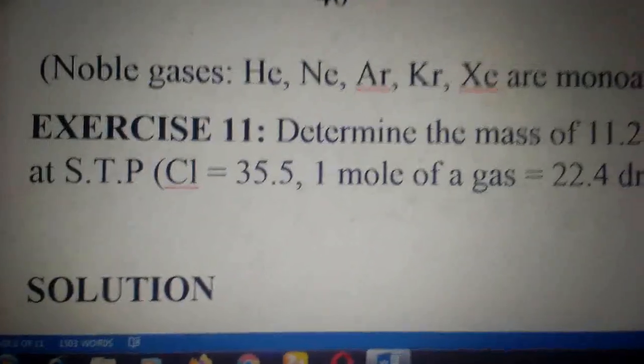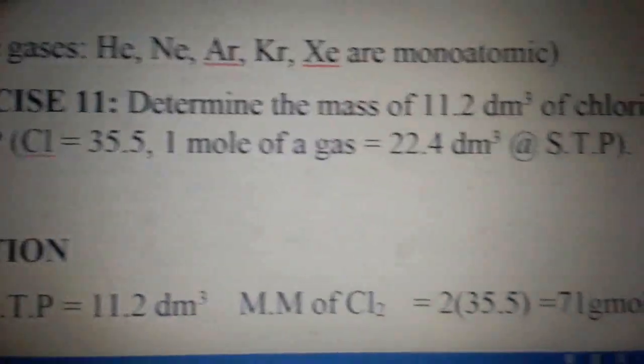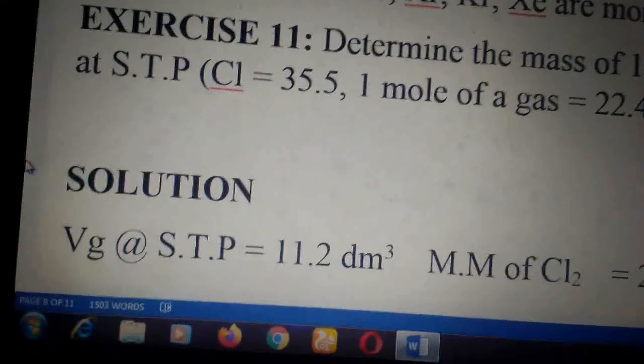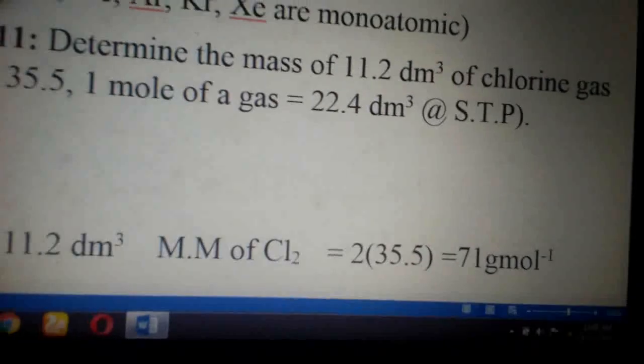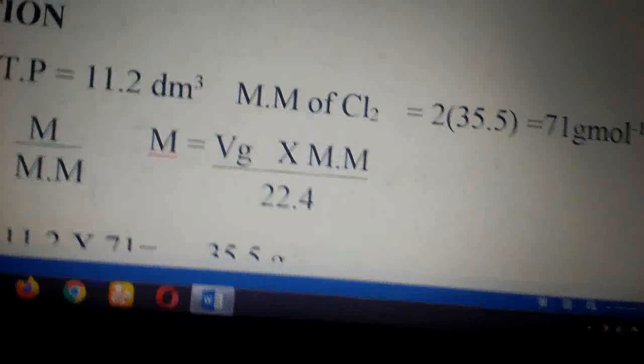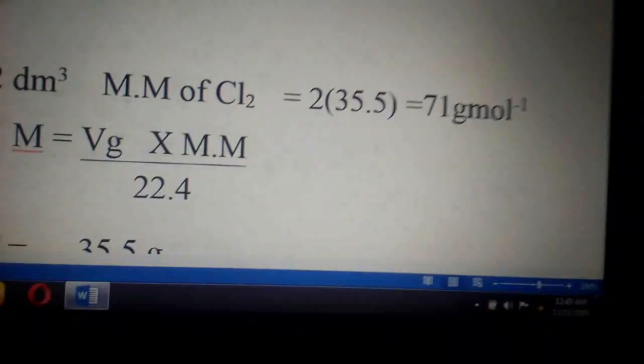Now, exercise 11. Determine the mass of 11.2 dm³ of chlorine gas at STP. We're given the atomic mass of chlorine as 35.5 and 1 mole of the gas at 22.4 dm³ at STP. That's the molar volume of the gas. Then we go to the solution. The gas volume is 11.2 dm³. The molecular mass of the gas, remember that the gas is diatomic, Cl2, so multiply 35.5 by 2 to get the molecular mass or molar mass of 71 grams per mole.